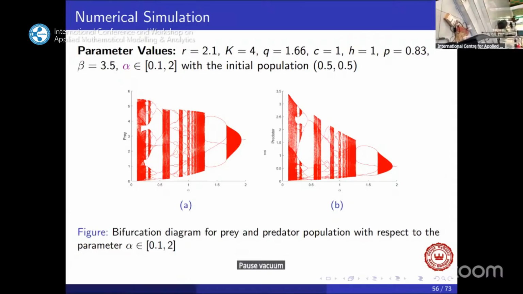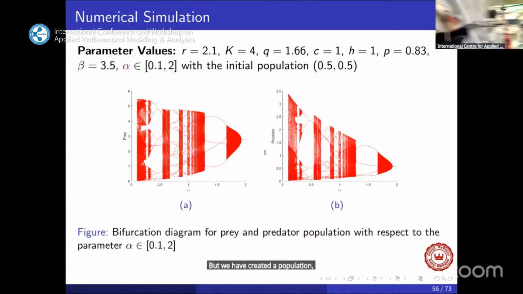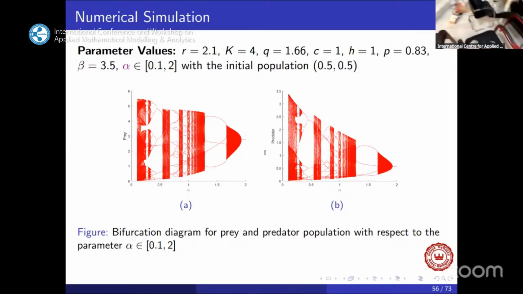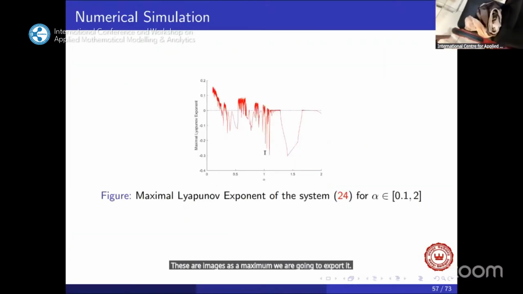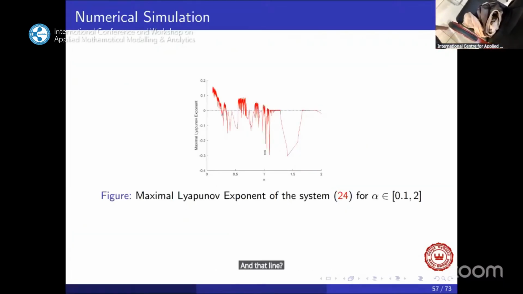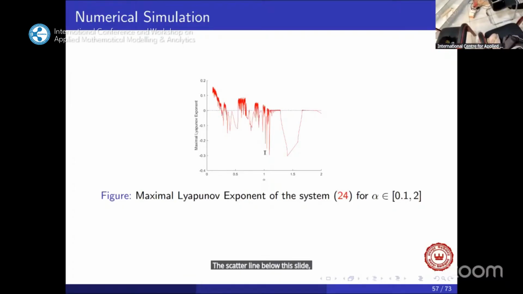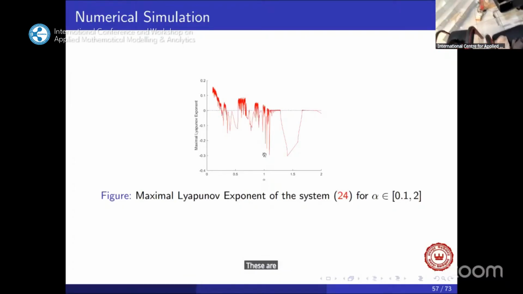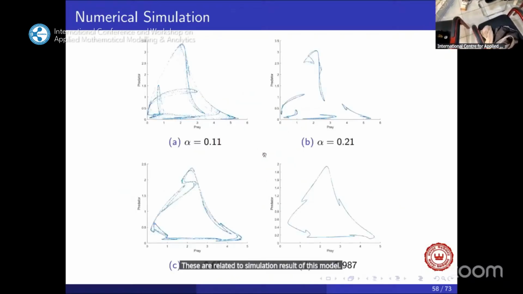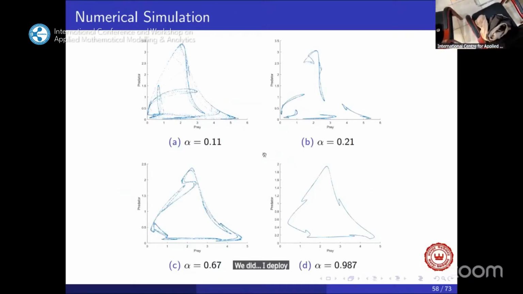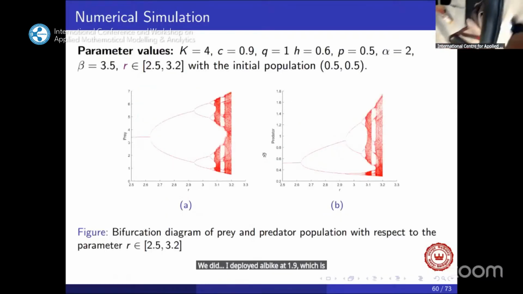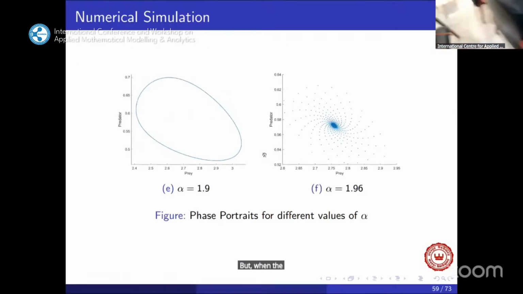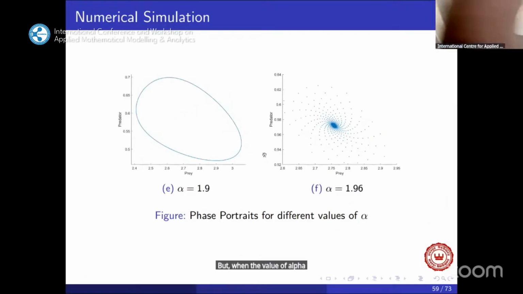The first diagram is the bifurcation diagram for the prey population, with parameter alpha lying between 0.1 and 2. This is the numerical maximum Lyapunov exponent. The scatter line below this line gives the bifurcation. These are numerical simulation results of this model. We get at the point alpha equal to 1.9 a limit cycle, but when the value of alpha is increased, the system is stable.